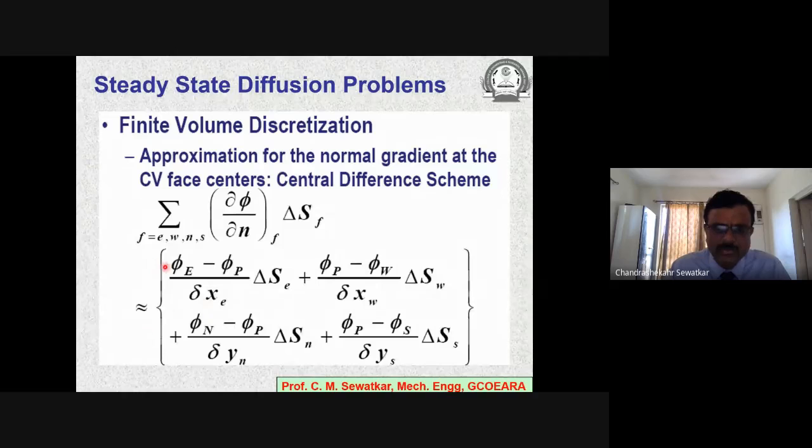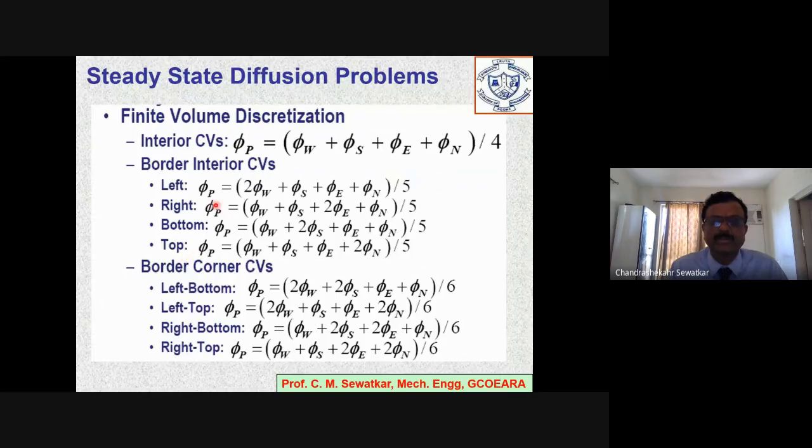So if 2 goes to the numerator, this is 2 phi e minus 2 phi p. So 2 is associated with east face, and that is reflected in the expression for right faces. So phi w plus phi s plus 2 phi e plus phi n divided by 5 is my phi p. In fact, I have given this simplified equation for your understanding only.